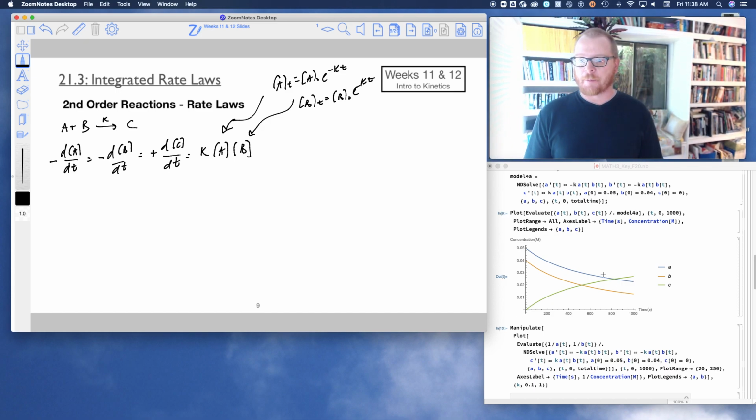C won't be e to the negative kt. We'll work out what the product rate law turns out to be later. It turns out to be 1 minus e to the minus kt. Okay, but we'll work that out later on, because right now it's really just all about the reactants. And the Mathematica model is working out these for us. Okay, so there's exponential decays here.